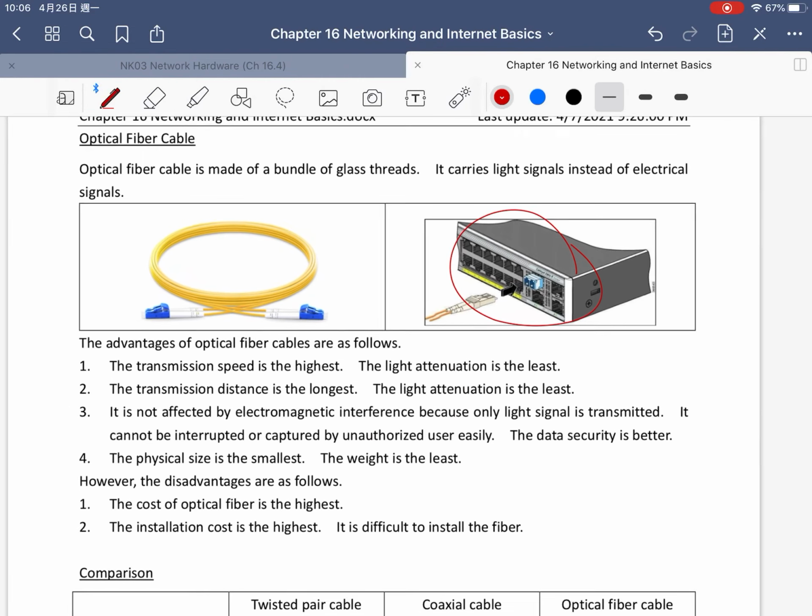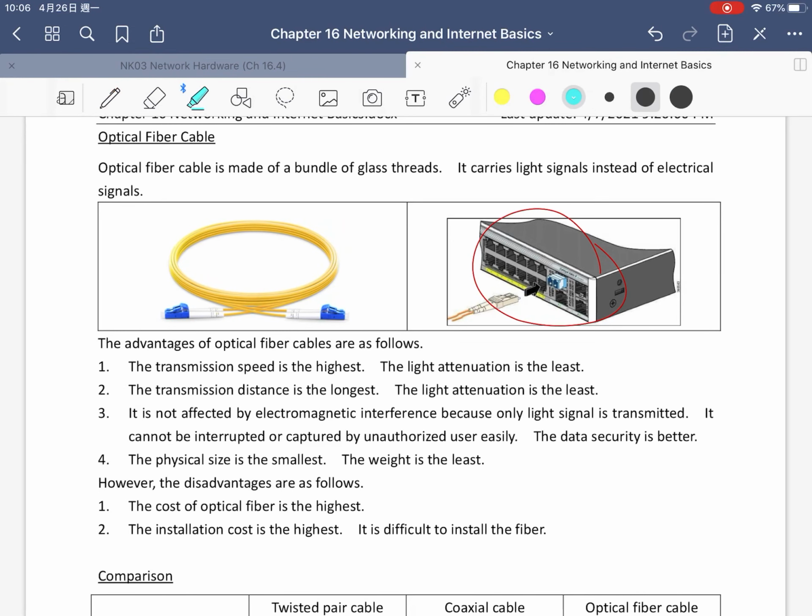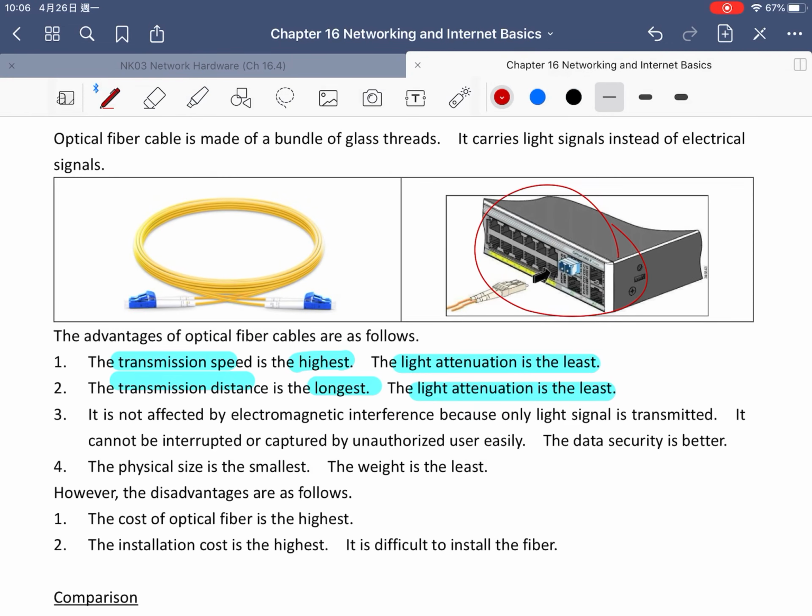And optical fiber. The advantages of optical fiber include higher transmission speed and longer distance. The reason is because the light attenuation is the least. For your reference, the speed can be 100 gigabit per second, and the distance can be 100 kilometers.